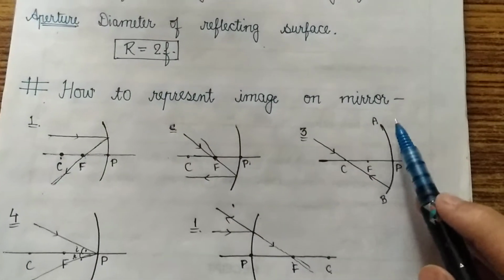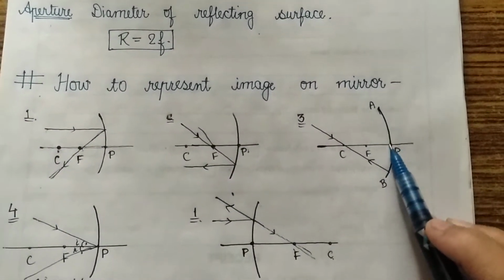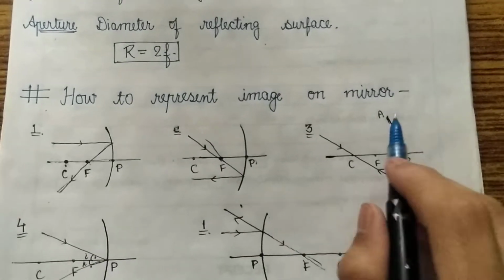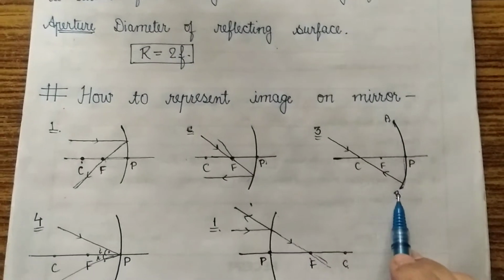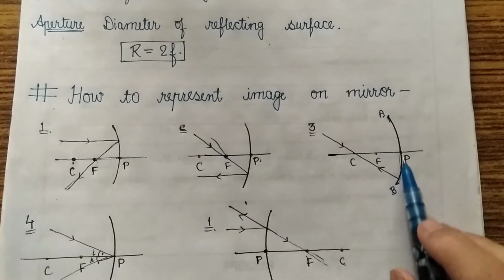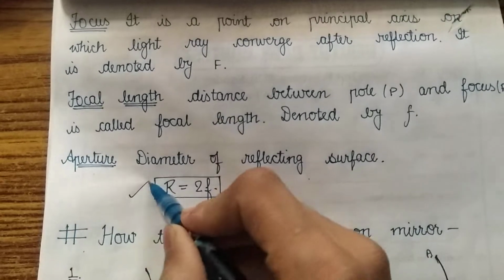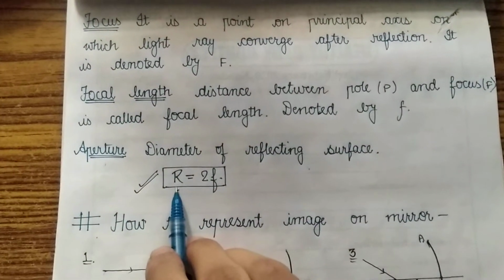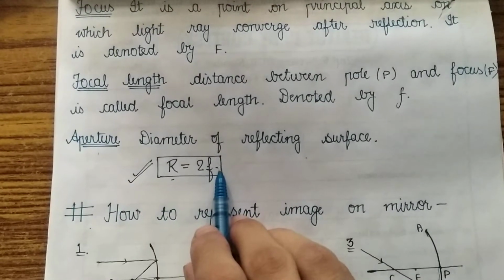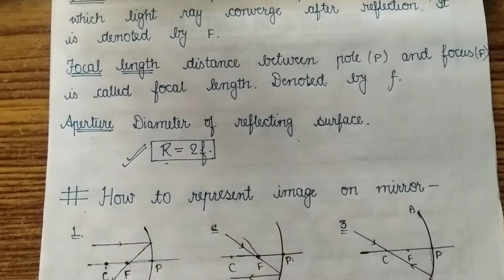Now we will see what aperture is. Aperture: this is a mirror or reflecting surface. We will name the ends A and B. Now this A and B is the aperture of this mirror. There is an important formula: R, the radius of curvature, is equal to 2f, that is 2 times the focal length.